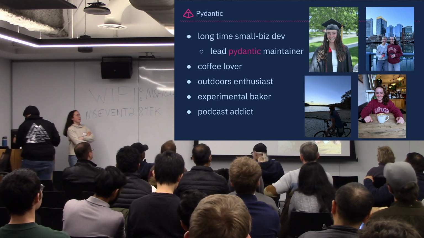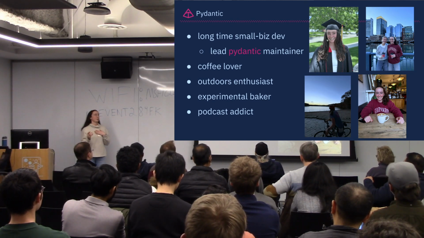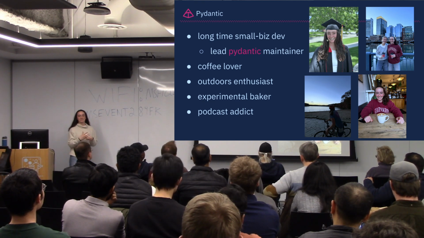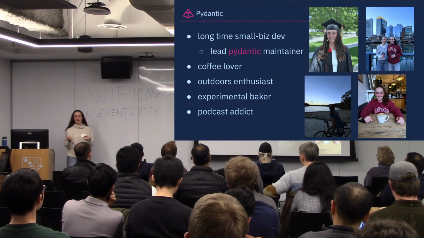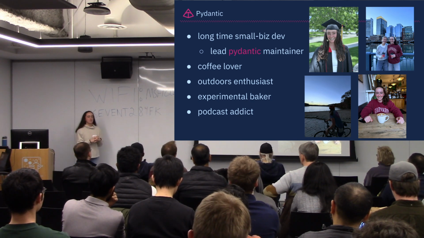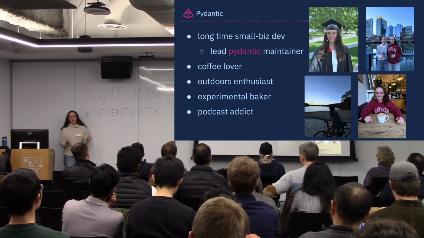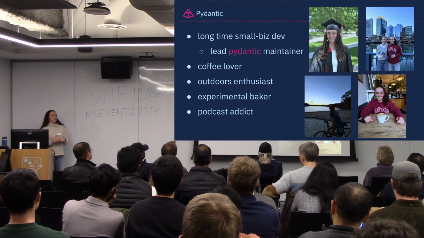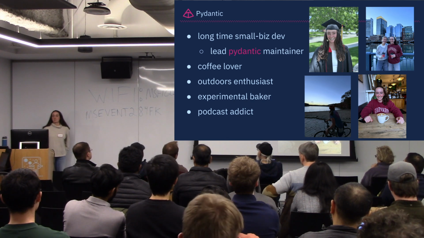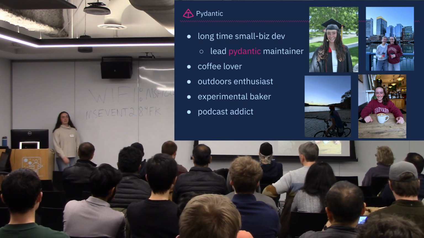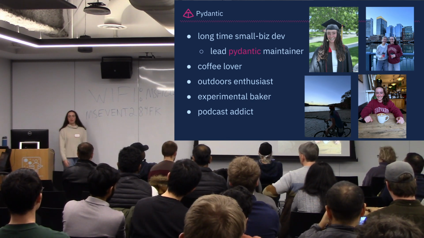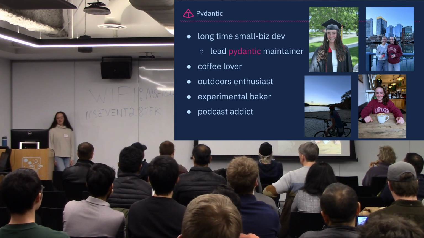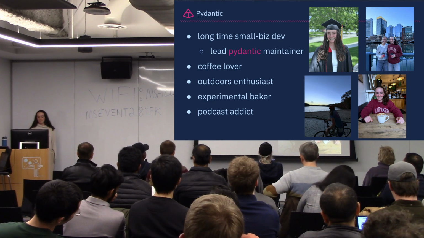Okay, so I'm going to say long-time small business developer. That might be a little bit of an exaggeration given my age. But I've only ever worked at small businesses, if you exclude scooping ice cream at Ben & Jerry's in high school. I'm currently the lead Pydantic maintainer. I've been doing that for a year and a half, maybe close to 2 years. And I love it. Working in open source is a really unique opportunity, and it's a cool way to get to have a lot of work be public and connect with lots of people from all over the world, and then also face some pretty challenging technical problems.